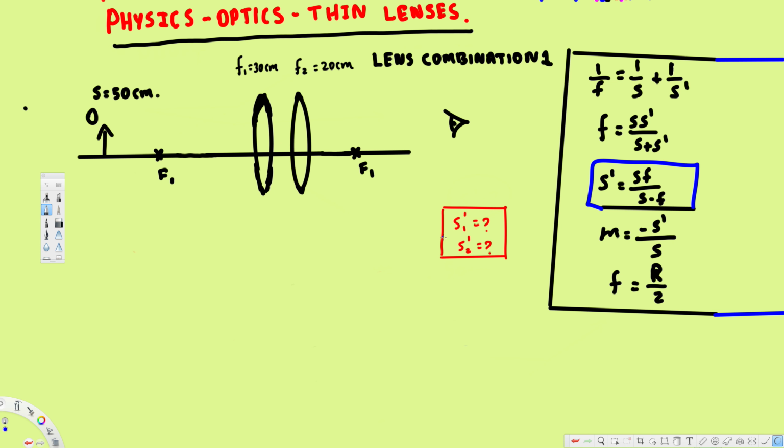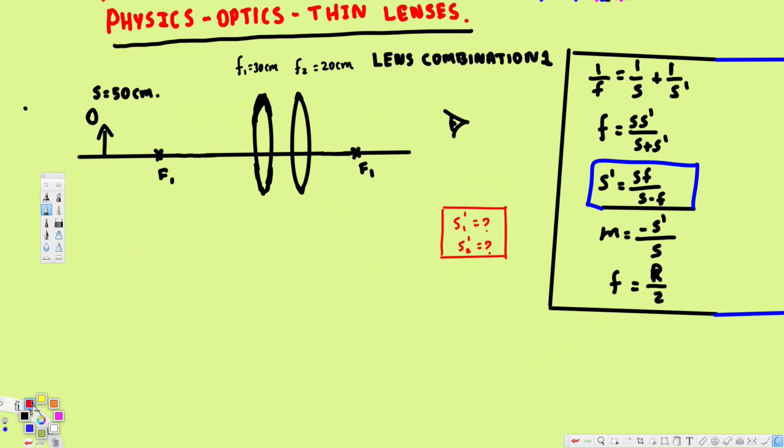And the question here is asking us to find out the first image distance caused by this first lens, and then the second image distance caused by this second lens, and let's see how we can find it. Now first of all, let's go ahead and draw our ray tracing diagram.